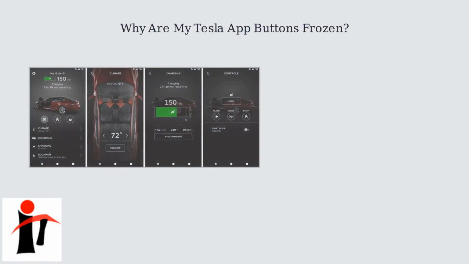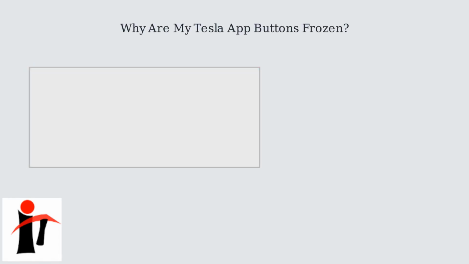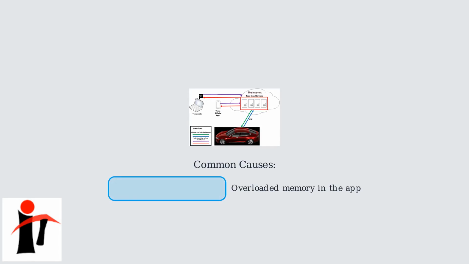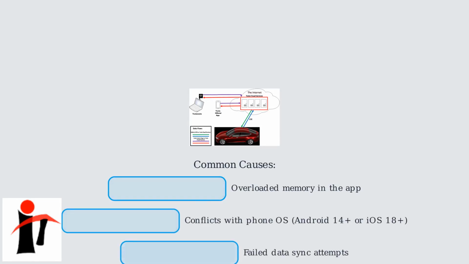Experiencing unresponsive buttons or a frozen UI in your Tesla app? This is a common issue often caused by glitches in the app's communication with Tesla's servers or your vehicle. It can stem from overloaded memory, conflicts with your phone's operating system, like Android 14 Plus or iOS 18 Plus, or failed attempts to sync data. Poor internet connectivity can also halt button responsiveness since the app relies on real-time data.